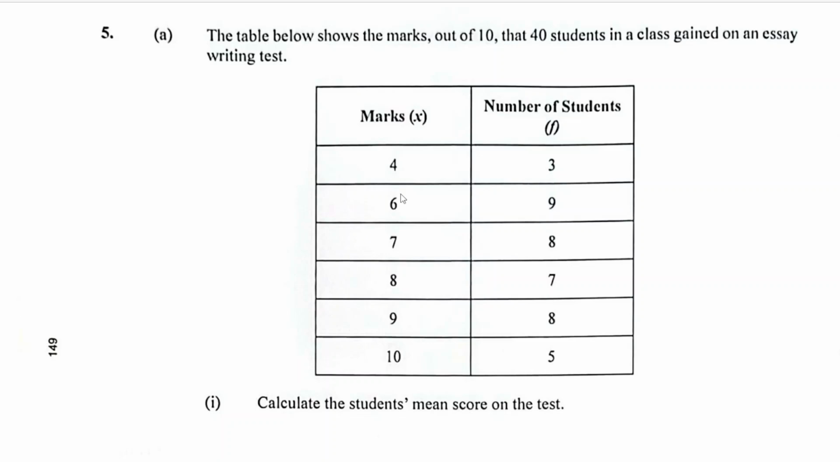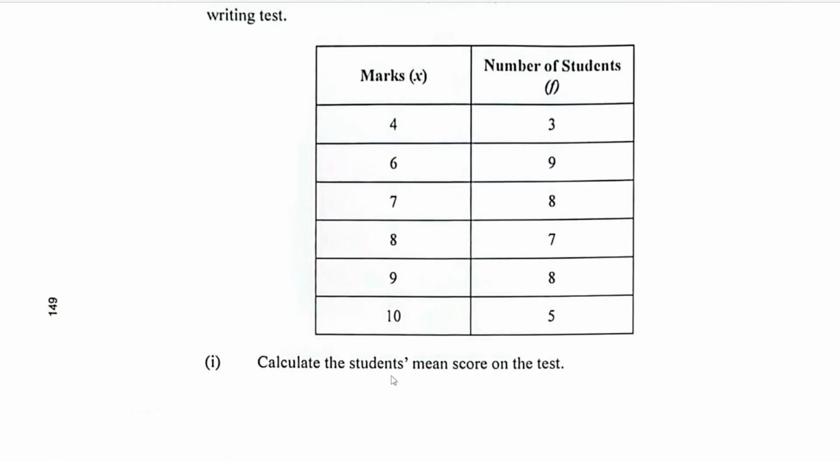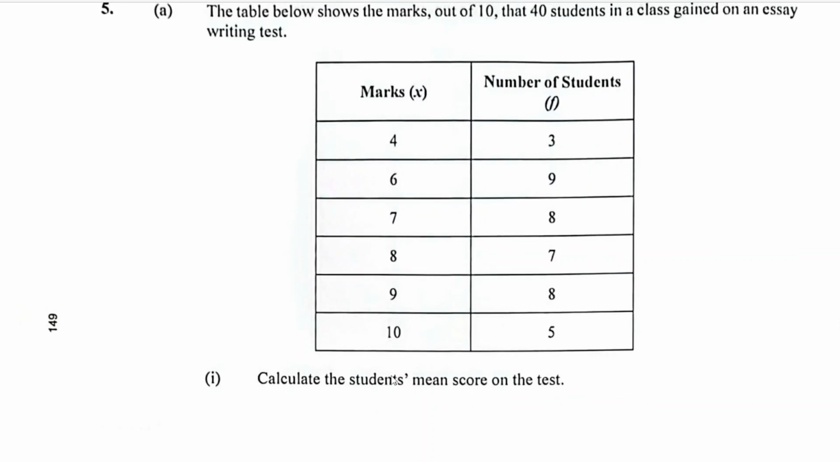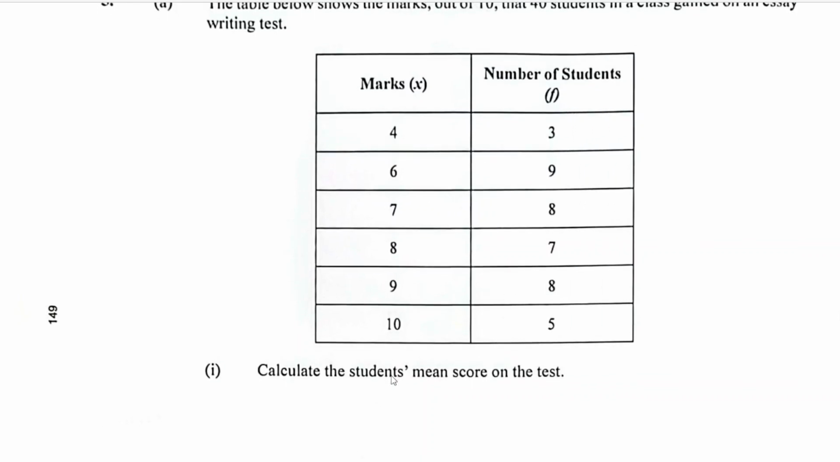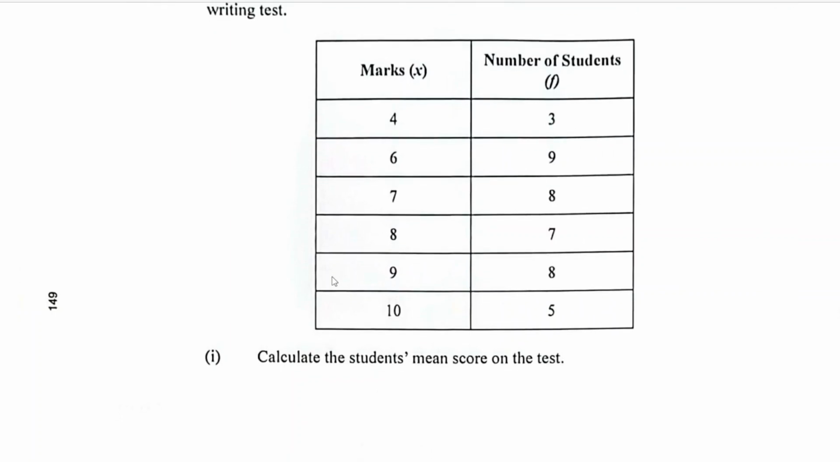Right. So these are the marks. These are the frequency. The frequency states how often these marks occur, right? So the questions they like to bring on this are most of the time mean, mode, median. So first up, we want to calculate the mean score. Mean score is given by the sum of fx over the sum of f.